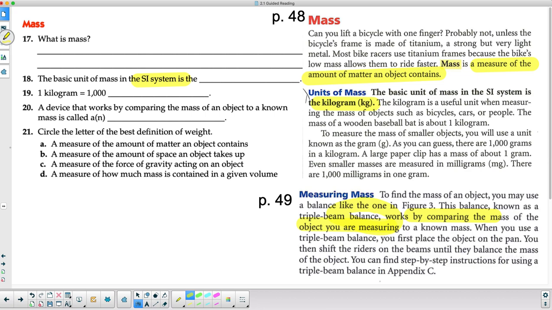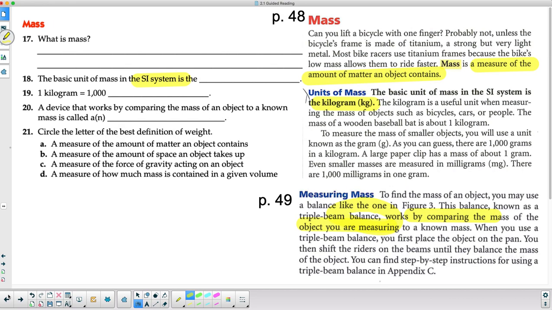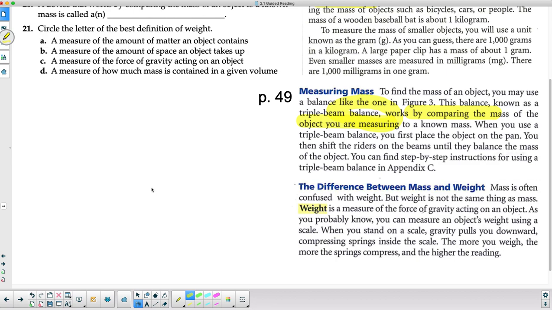Okay, and circle the letter, the best definition of weight. Oop, weight is not on this one. Weight's on the next part. Maybe weight is a little further down. Let's take a look. There it is. So, best definition of weight is measurement of the force of gravity acting on an object. Okay, I'm going to let you finish up with volume then, and you can see how it works.